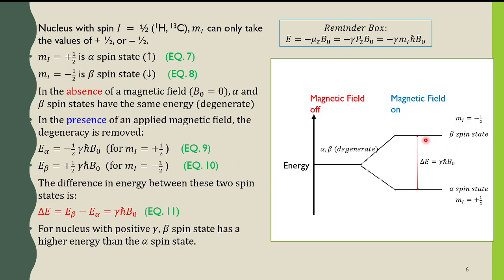But our concern is what is the energy splitting, the difference in energy. And all you have to do is just take the value of the energy at the beta spin state minus that in the alpha spin state. And that gives you the equation: delta E equals gamma h bar B naught.